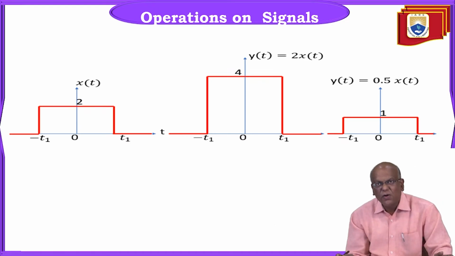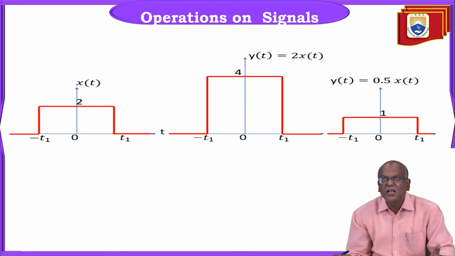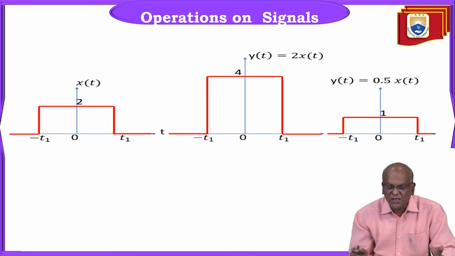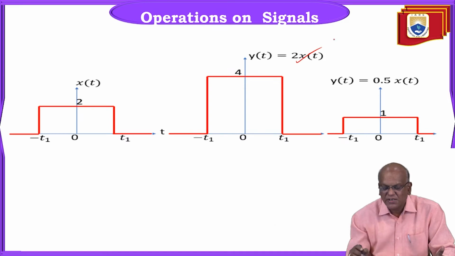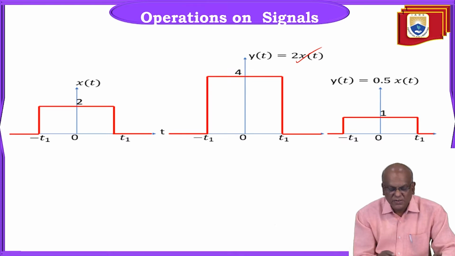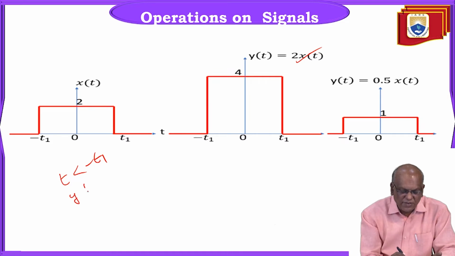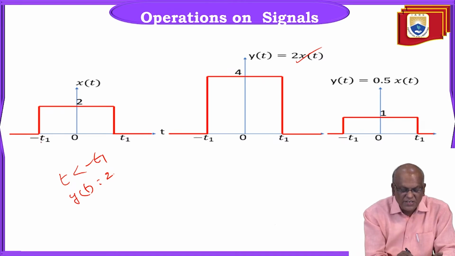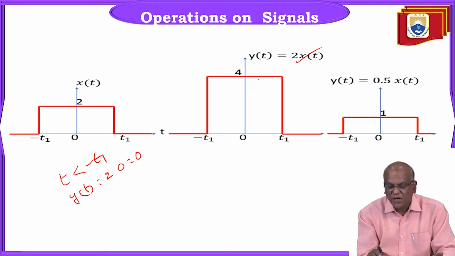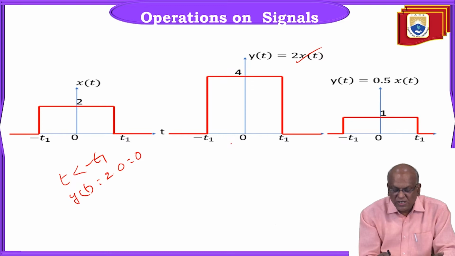This is the given signal. Now we can perform a scaling operation, assuming that A equal to 2. That is why y of t equals 2 times x of t. Now you can see the performance. Let us consider t values less than minus t1. Then y of t equals 2 times x of t. When t is less than minus t1, x of t is 0, so that becomes 0. That's why when we plot y of t versus t for t less than minus t1, y of t equals 0.